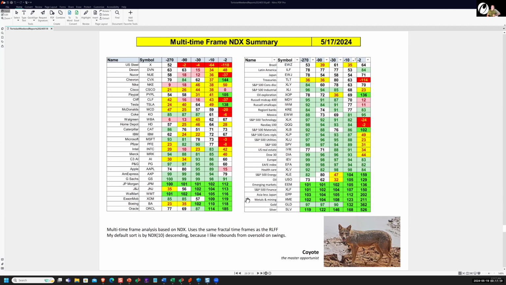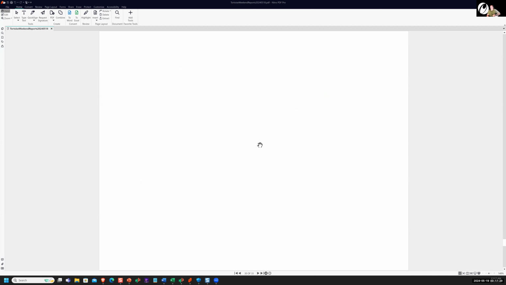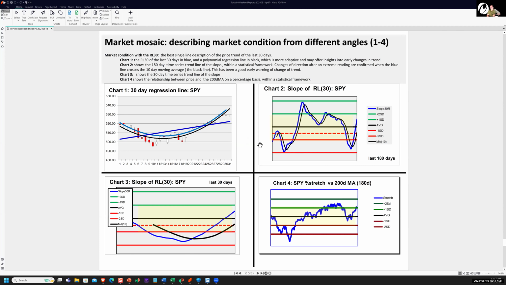Lots of strength all over, more so in the internationals. There were some notable weaknesses and sell-offs here in the large caps in the U.S. The pause that refreshed on Friday. The RL slope has really improved from this move. When it crosses over outside of the yellow band, that's usually a good sign for a turning point.